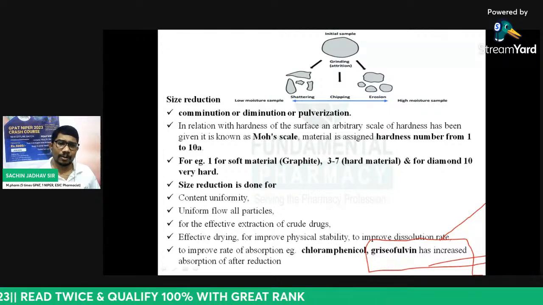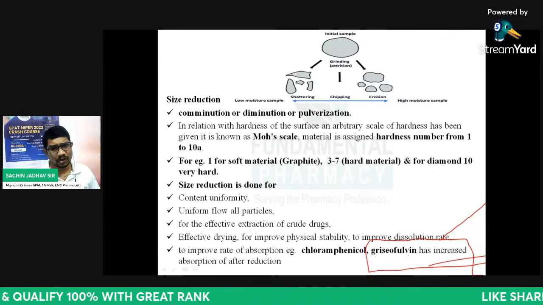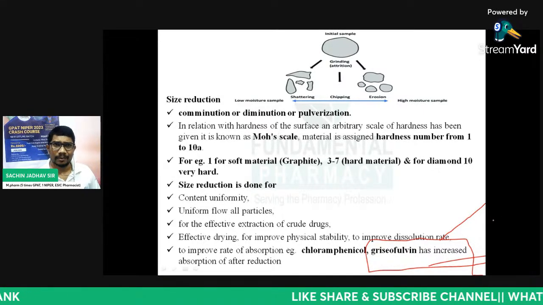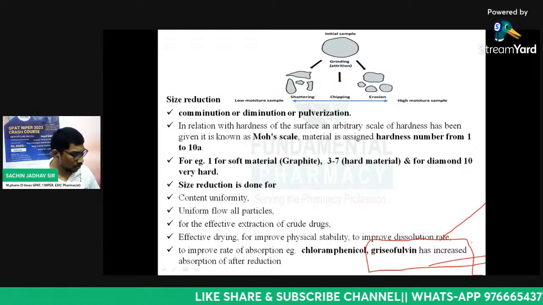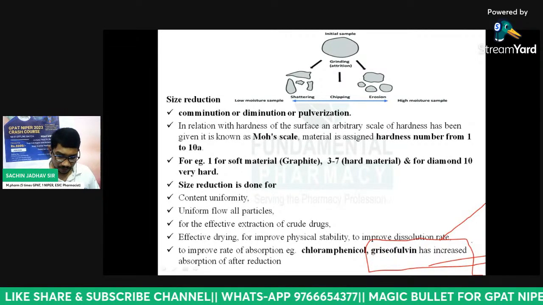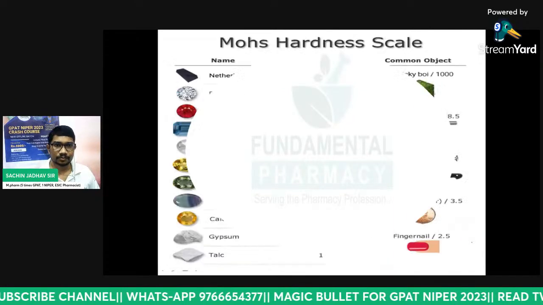So to improve the rate of absorption, for example, chloramphenicol and griseofulvin, okay, size reduction has markedly increased the absorption of chloramphenicol and griseofulvin, right? So we'll see the next.